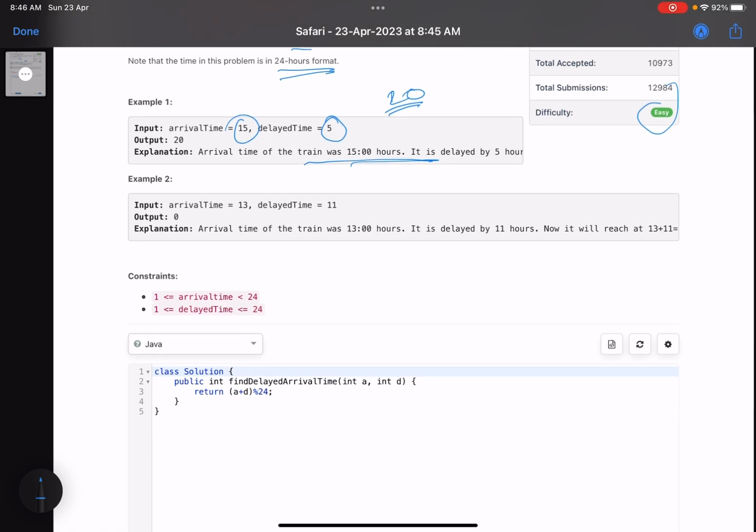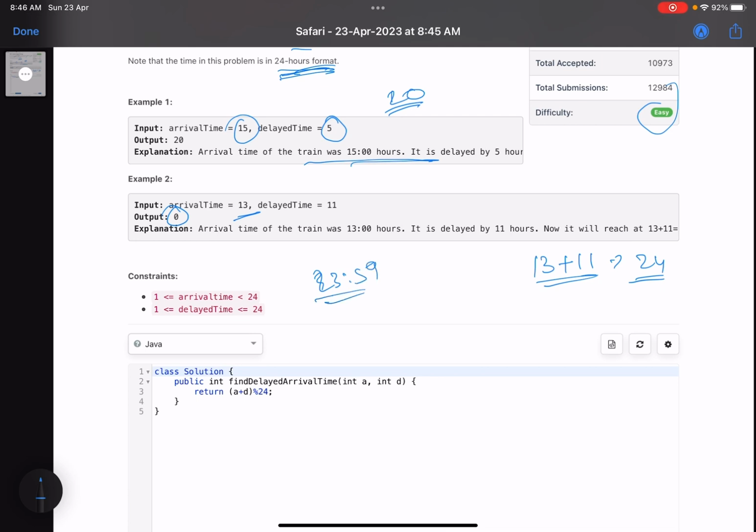Now the second example is the train was to arrive at 13. It arrived at how much time? 24. So 24 is basically it arrived at 0 hours, right? Because we have 24-hour format, right? So after 23:59, it becomes 24. So that's what we are doing.